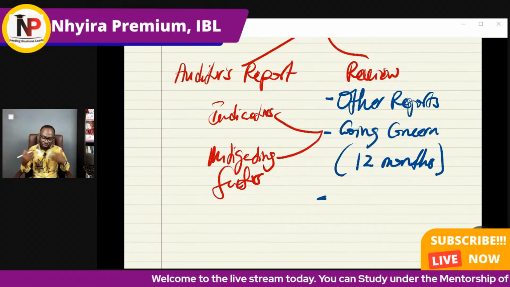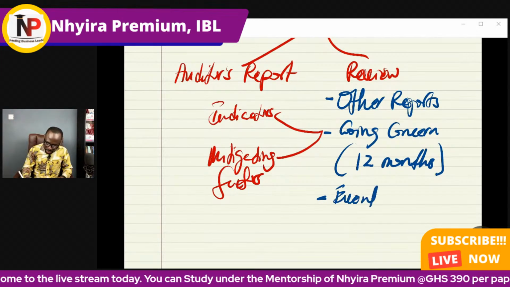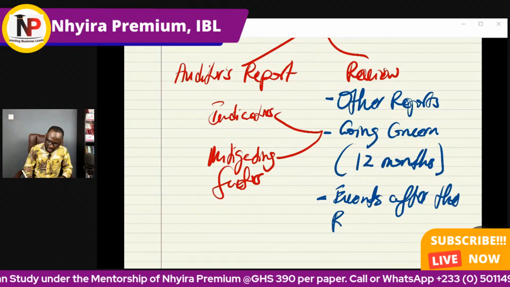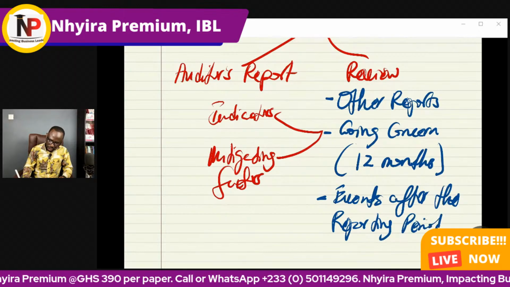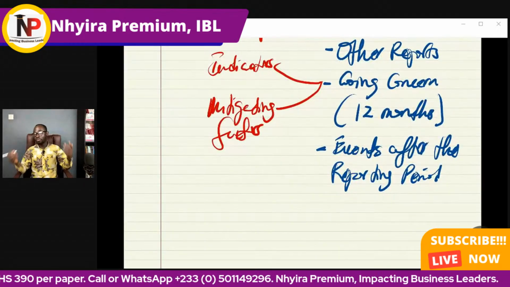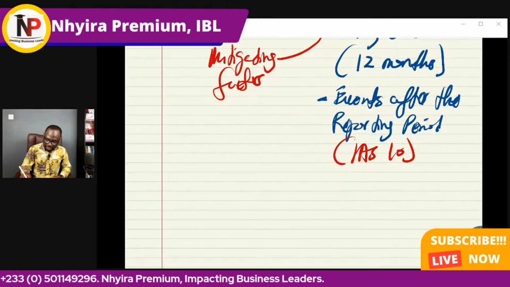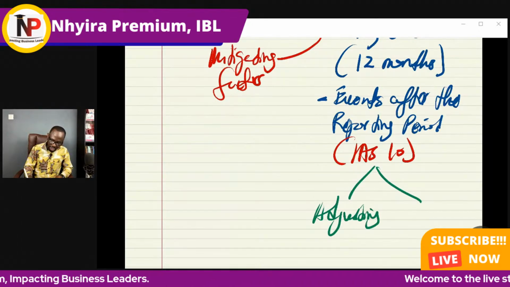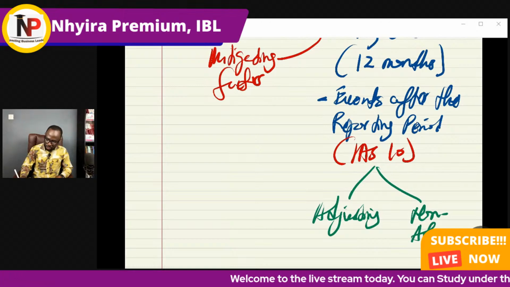Then one key thing we also do at the conclusion stage is to look at the events after the reporting period. Now, when it comes to the events after the reporting period, this is where we are looking at IAS 10, the adjusting and non-adjusting events. This is one of the things we would do as auditors.